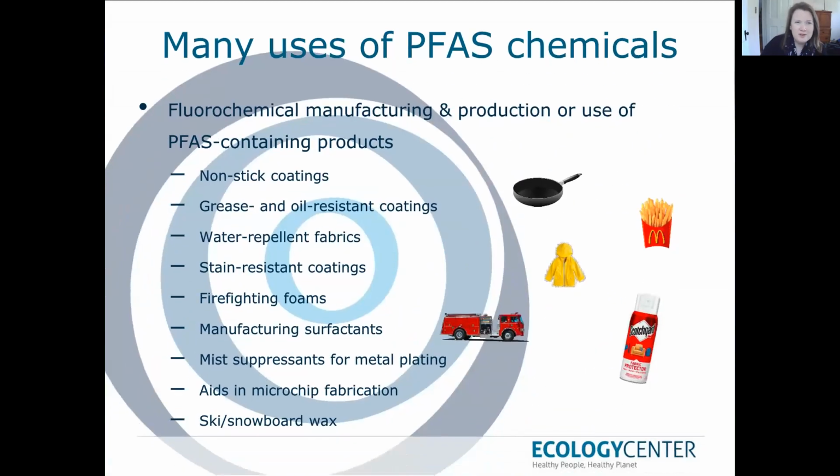So why are there so many, and why are these chemicals in particular so ubiquitous? The problem is they're really useful. We use them in nonstick coatings like our Teflon pans, grease and oil resistant coatings. So you've got a picture right there of a McDonald's French fry container, and using those on food contact materials to keep oil and water from absorbing into the packaging itself and leaking out. Water repellent and stain repellent coatings.